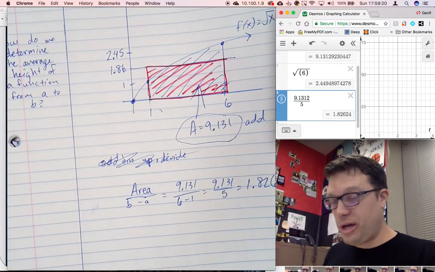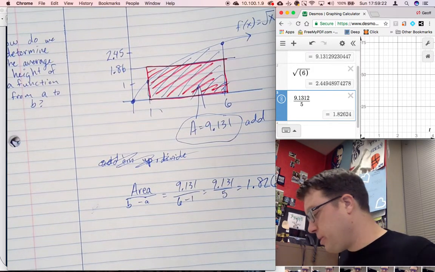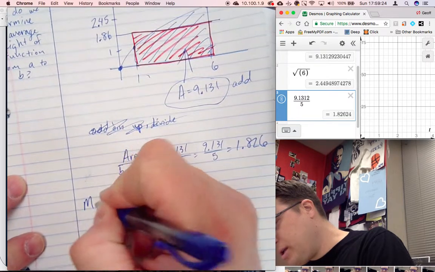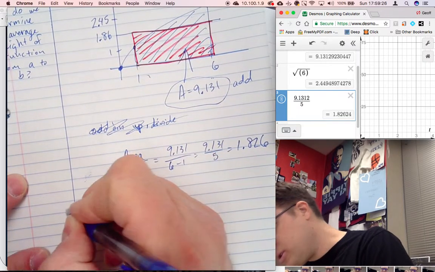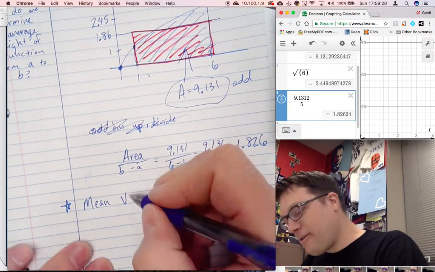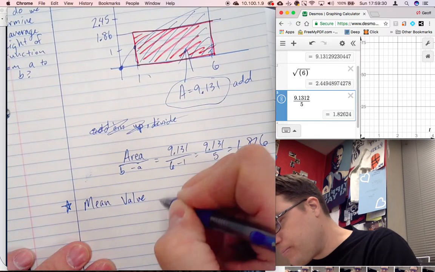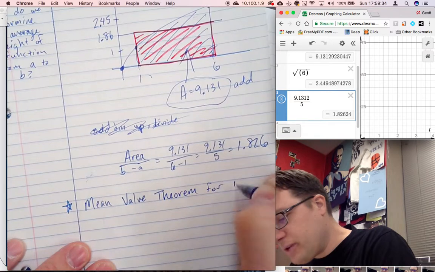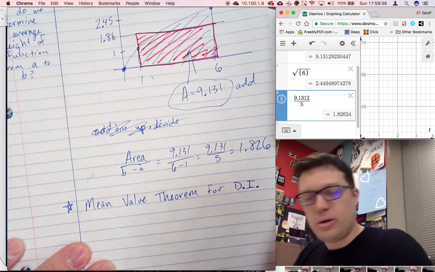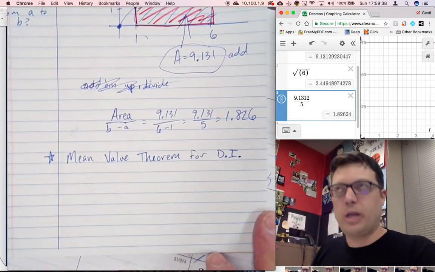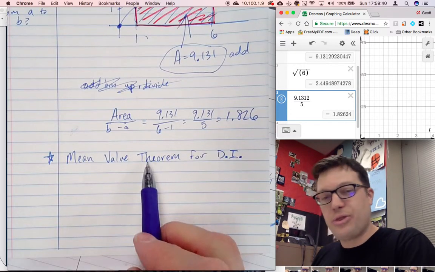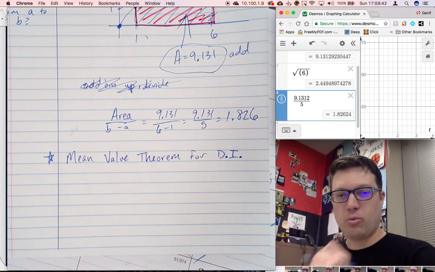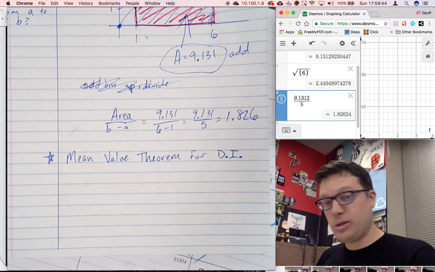This leads us to the actual formula. This is a big idea. This is the mean value theorem for definite integrals. All right, this is major. This is like, remember this. Anytime something gets a theorem, it's a proven fact that it works, and we need to know it.